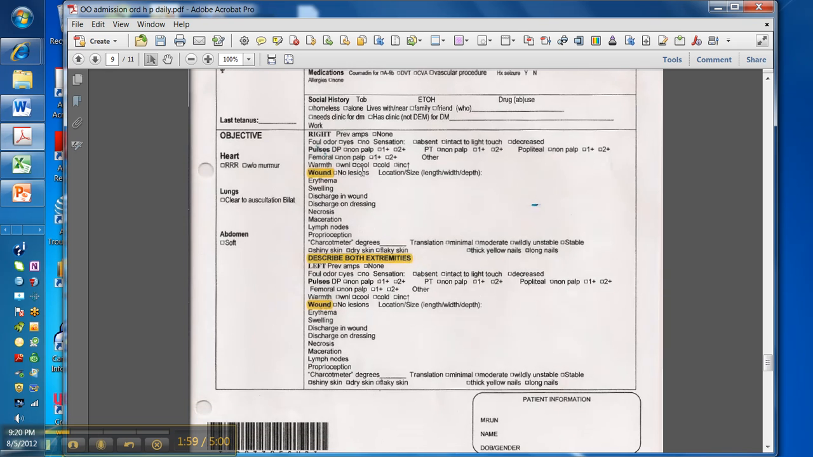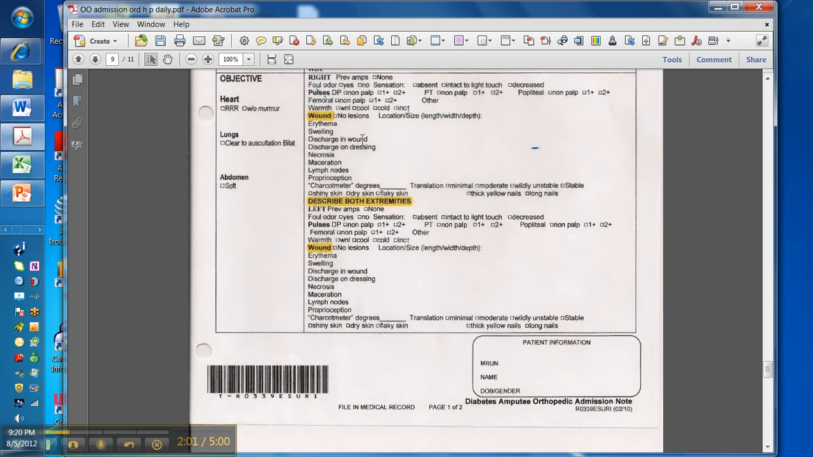And then please describe both extremities, the good extremity and the affected side. For both sides, please do the pulses, and you can say no lesions if it's the unaffected side. And then if it's the affected side, you can continue on with this in terms of describing the wound, erythema, swelling, discharge, necrosis, maceration. Sometimes you might want to check their lymph nodes.